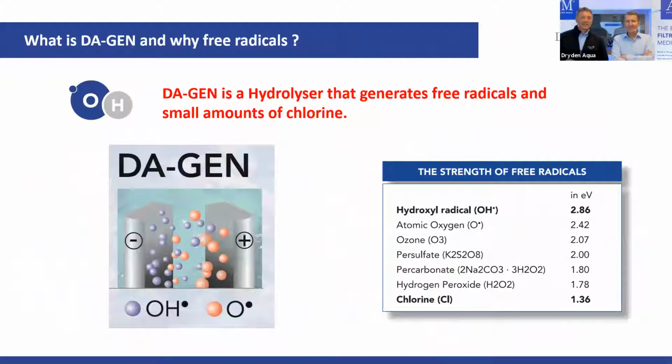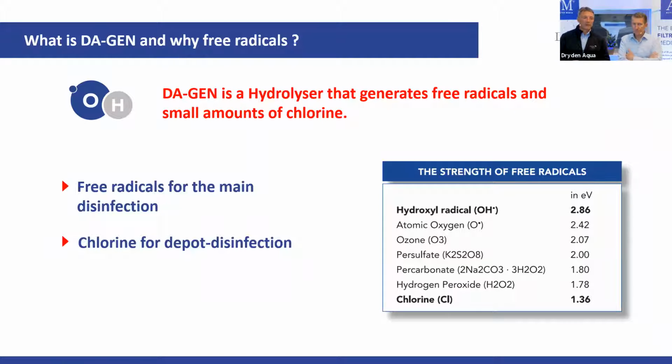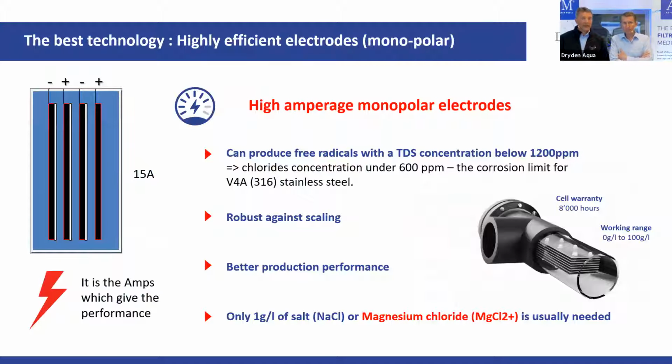Okay. So in this DHN, in this hydrolysis system, you split salt into sodium and chlorine, but you also produce free radicals. Here, in blue, the hydroxyl radicals and the atomic oxygen. Also some other ones that you find here on the list. And this is what we want to do, mainly to generate these free radicals and have chlorine as a byproduct just for the residual disinfection or for the depot disinfection.